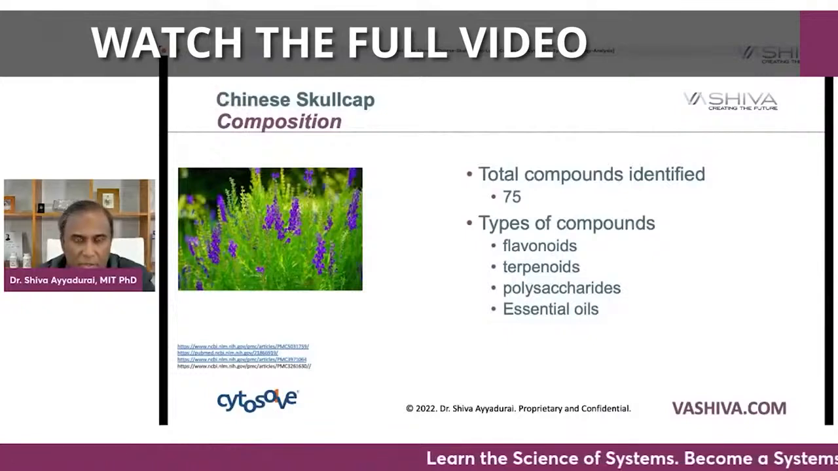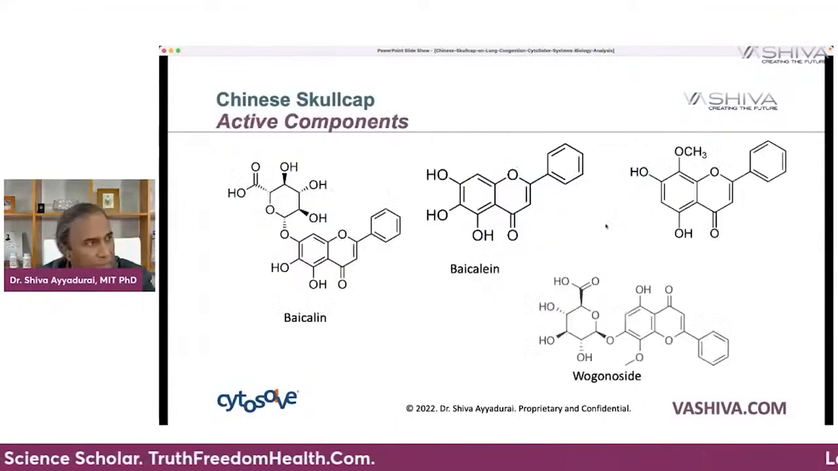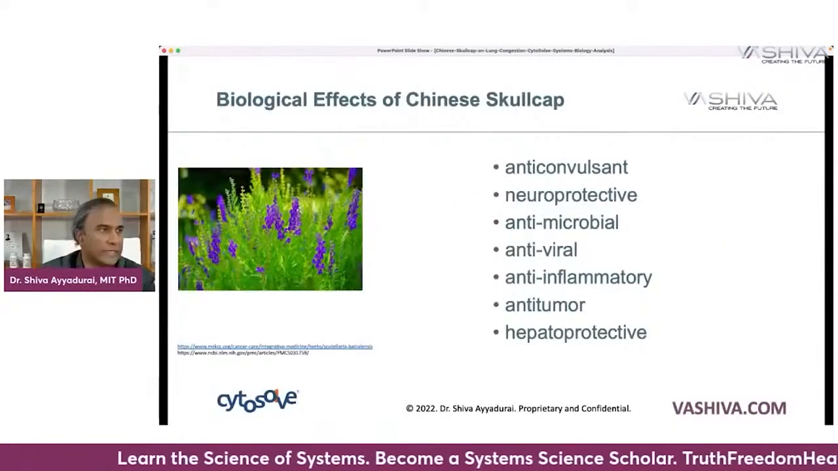And they go into 4 different types: flavonoids, terpenoids, polysaccharides, and essential oils. But here are the active components of Chinese skullcap. So what are the biological effects of Chinese skullcap?